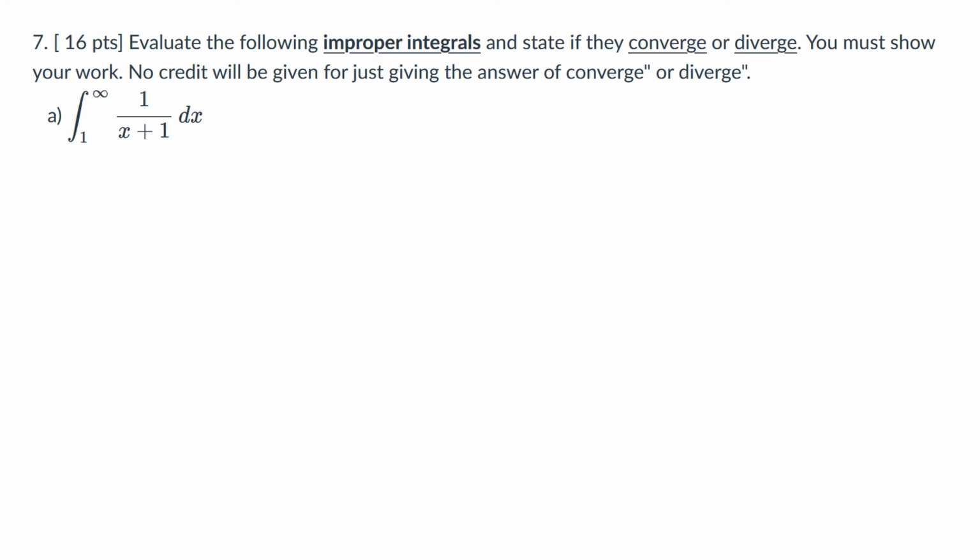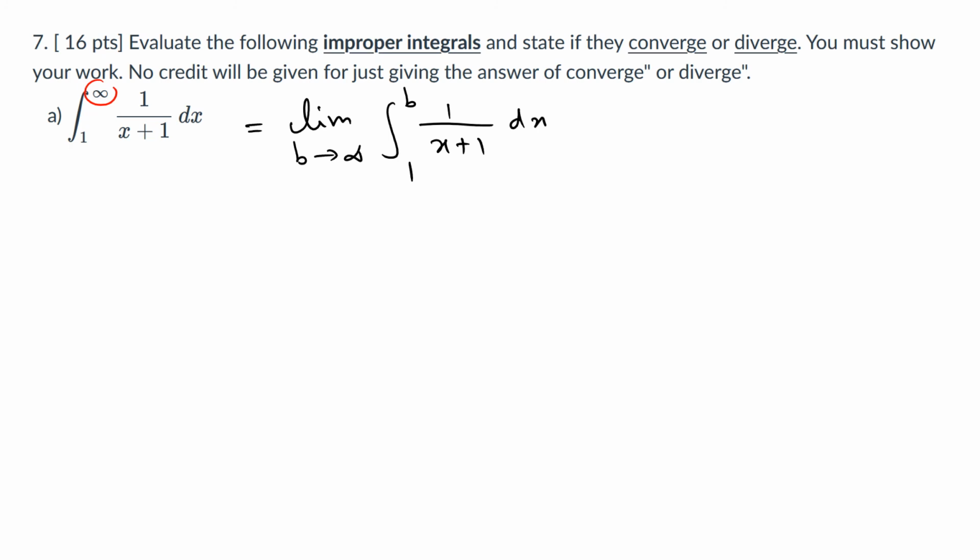In this problem, you can see there's infinity. What we normally do is replace infinity by a number and then send that number to infinity. So you can write this problem like this. We can say it's a limit. We normally use b for that, so we say b goes to infinity. We're going from 1 to b, and then 1 over x plus 1 dx.